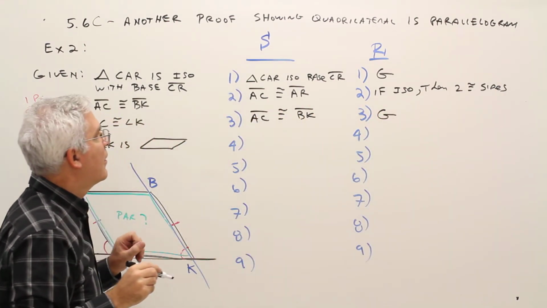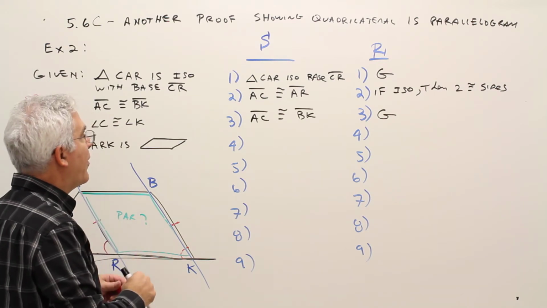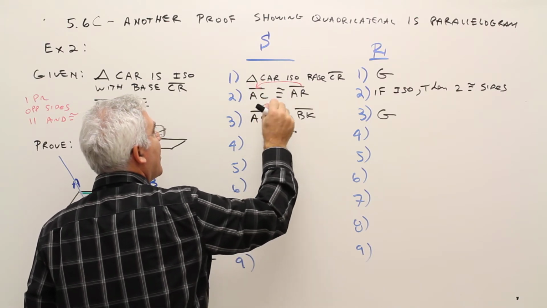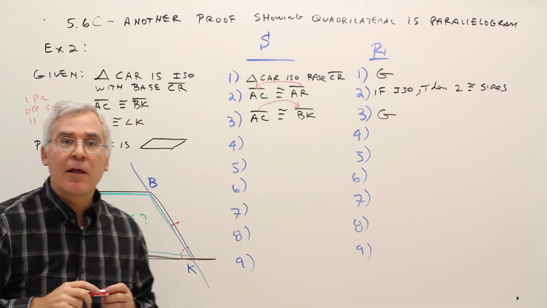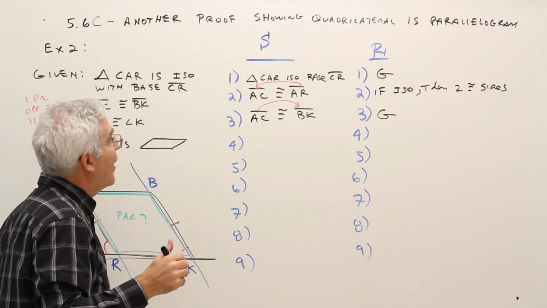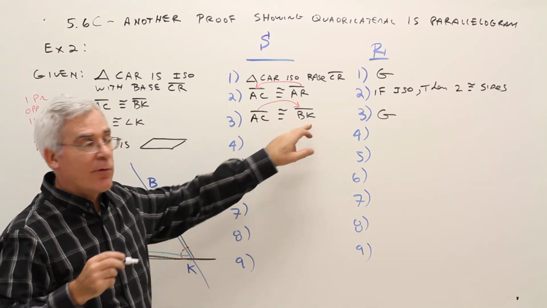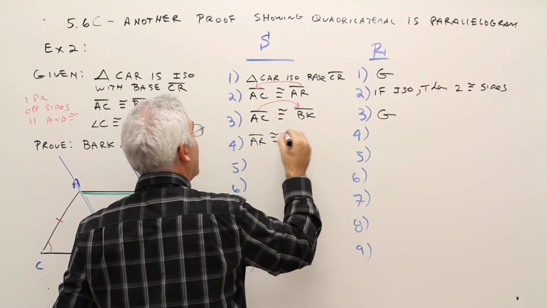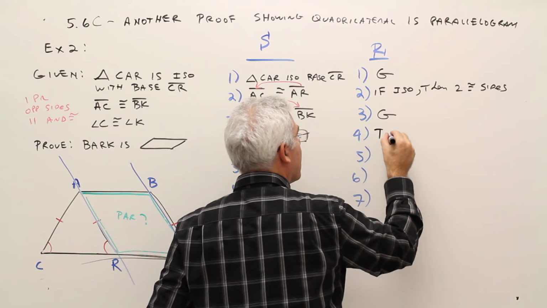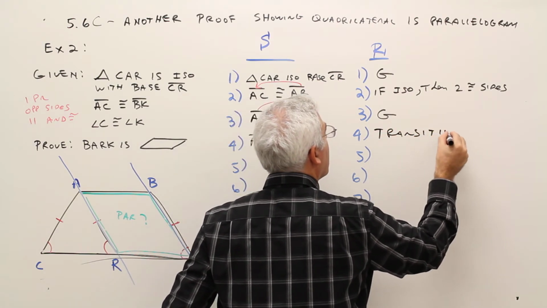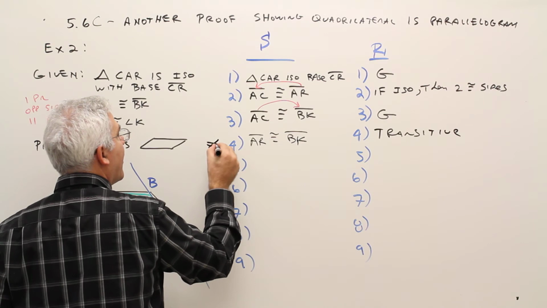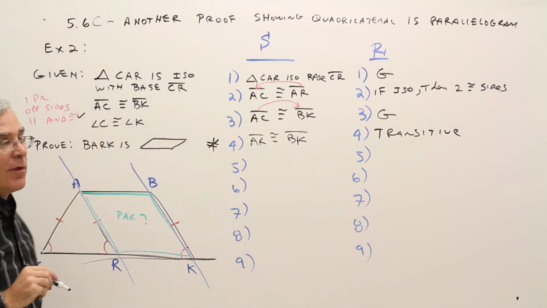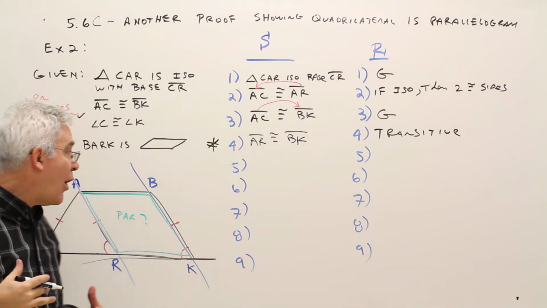That was given. So now, just to show you how my proof will flow, if AR goes to AC, and if AC goes to BK, that's the transitive property. I can then say AR is congruent to BK. So AR is congruent to BK, transitive. And again, I'll put a little thing here. So that's opposite sides congruent right there. Now we've got to work on those sides also being parallel.